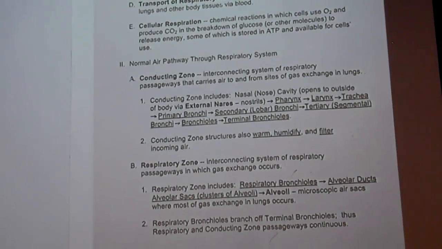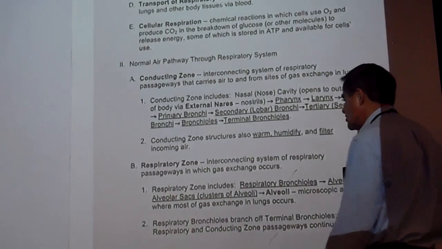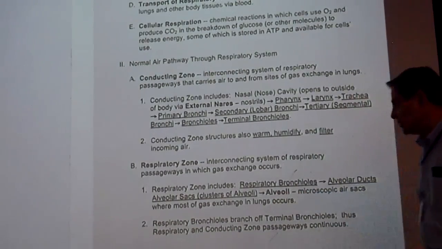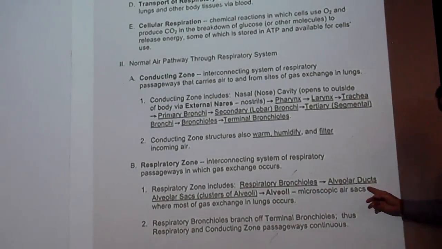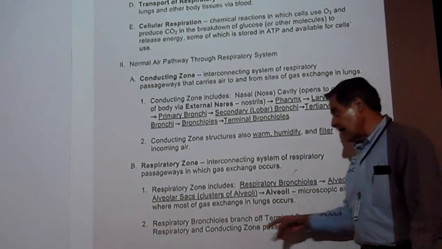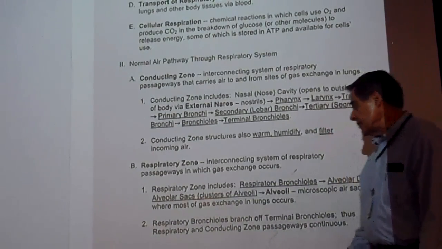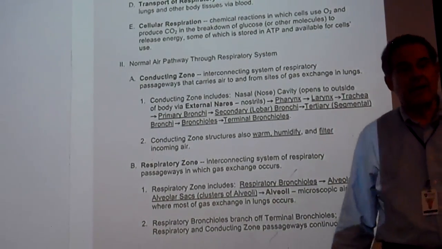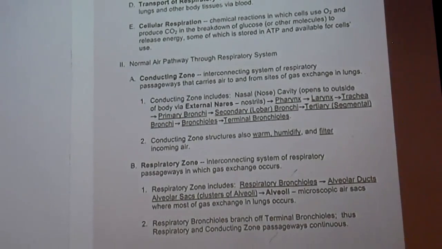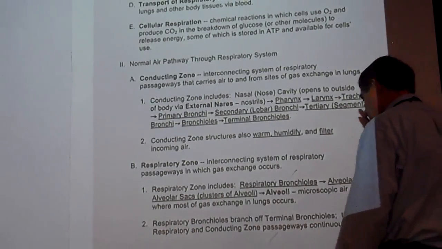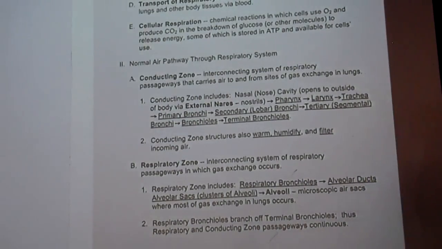And the respiratory zone then is where gas exchange occurs, starting with the respiratory bronchioles, going to the alveolar ducts, and ending in this cluster of alveoli called the alveolar sacs. Of course, it's in the alveoli that the gas exchange occurs. And this starts with the respiratory bronchioles, because you have alveoli branching off the walls of respiratory bronchioles. Continuing to the alveolar ducts. Any questions on this? Like I said, this should be a review.